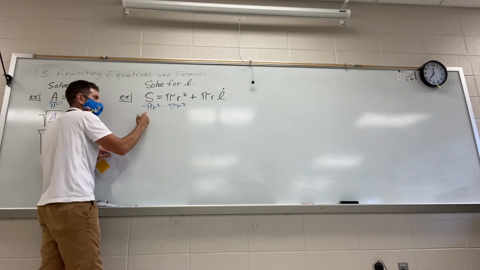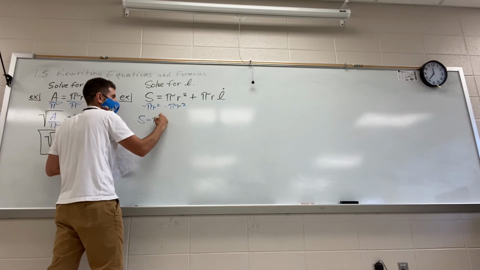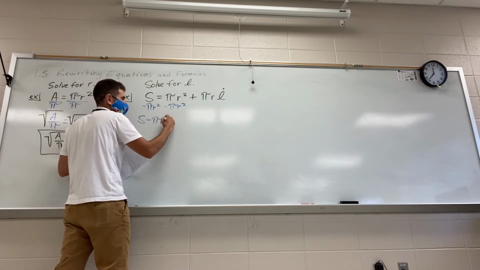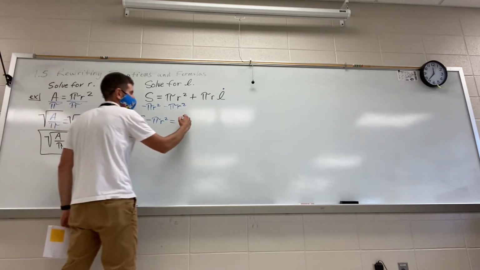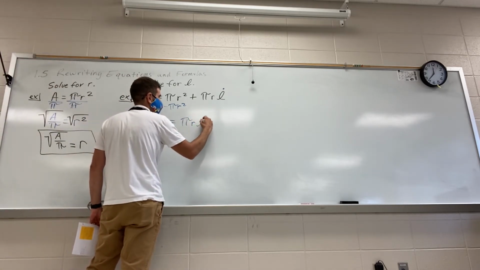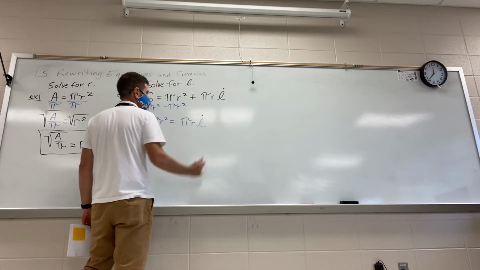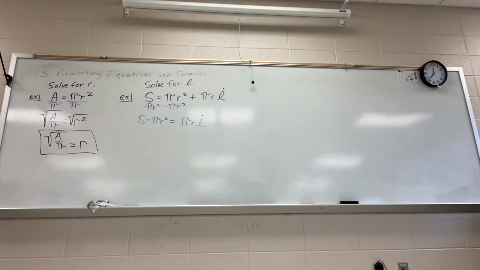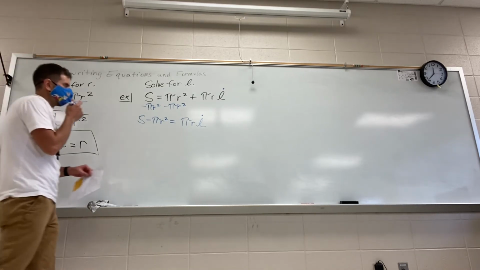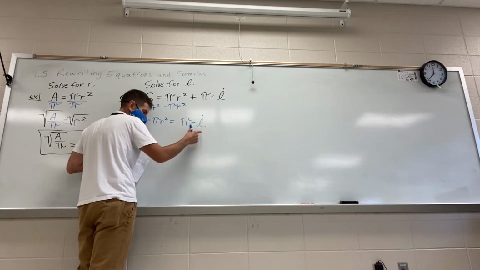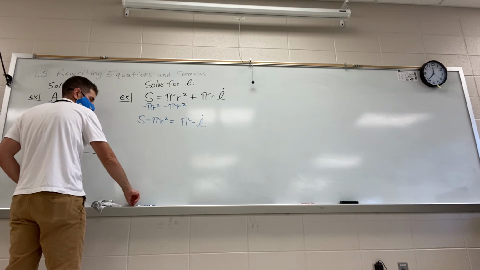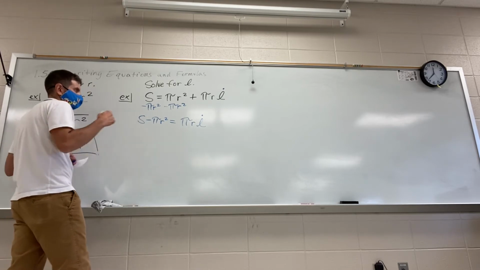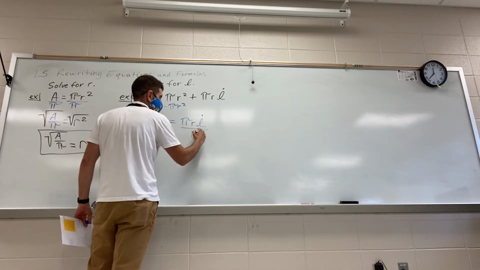Now, for this, we're just going to write it on one line. S minus pi r squared equals pi r L. What could we do next? We could subtract pi r if pi r was adding with L, but you have to divide. So what do we need to do? Divide by pi r.